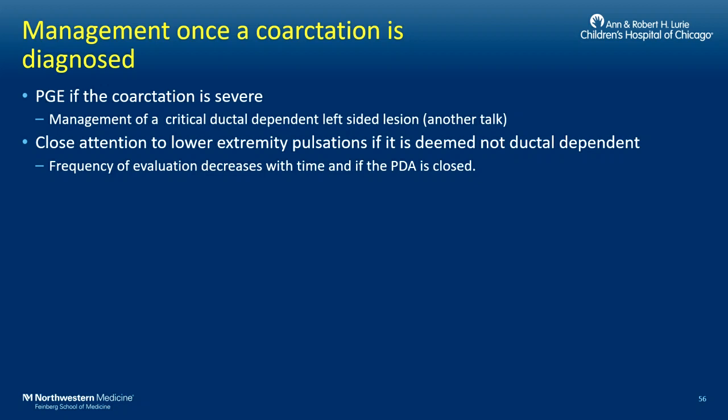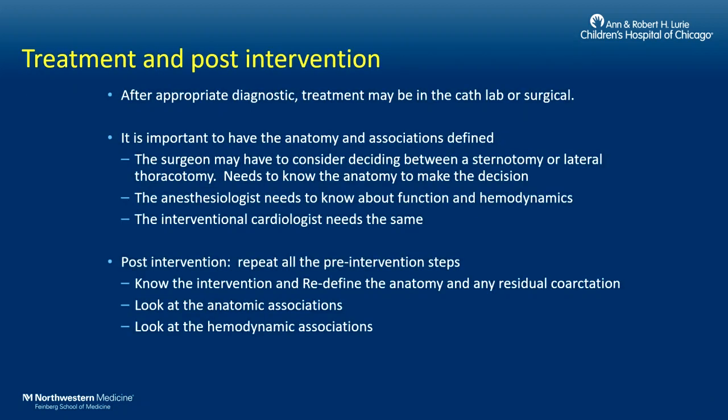Once a coarctation is diagnosed, you're going to start prostaglandins if it's severe, and you're going to manage it like a critical ductal-dependent left-sided lesion. That's just another talk. You're always going to pay close attention to the lower extremity pulsations if it's not deemed ductal dependent, and the frequency of evaluation decreases over time if the PDA is closed. Treatment intervention, like I said, is either cath lab or surgical. You need to know the anatomy so the surgeon knows how they're going to go in. The interventionalist needs to know the same. The anesthesiologist needs to know about functioning hemodynamics.